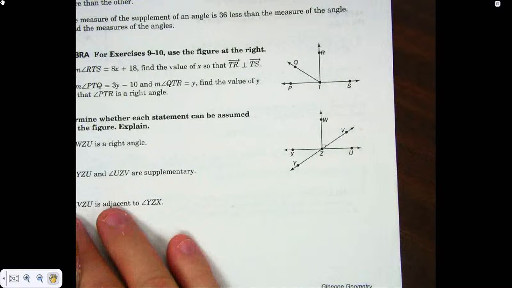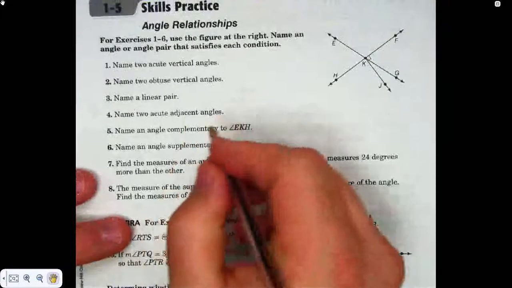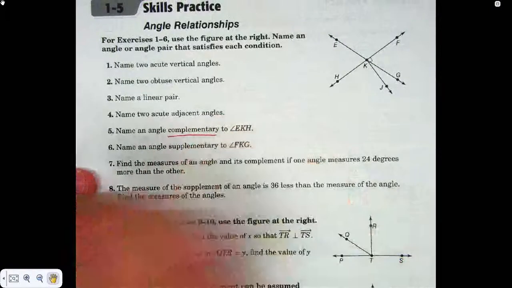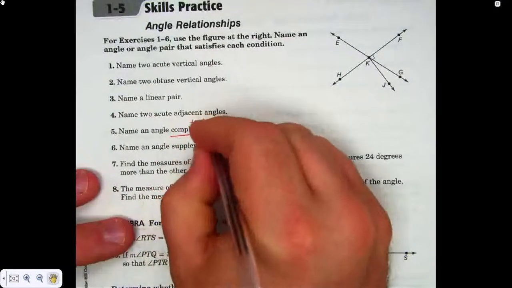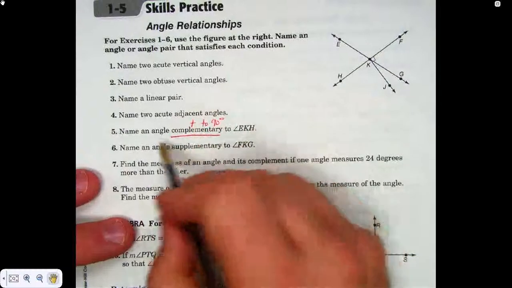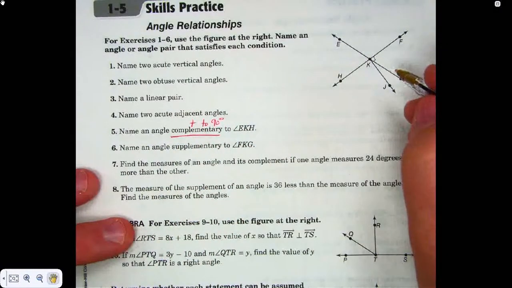Yes. Okay. Complementary. What does it mean when two angles are complementary? They add to 90 degrees. So I'm going to name an angle complementary to EKH.